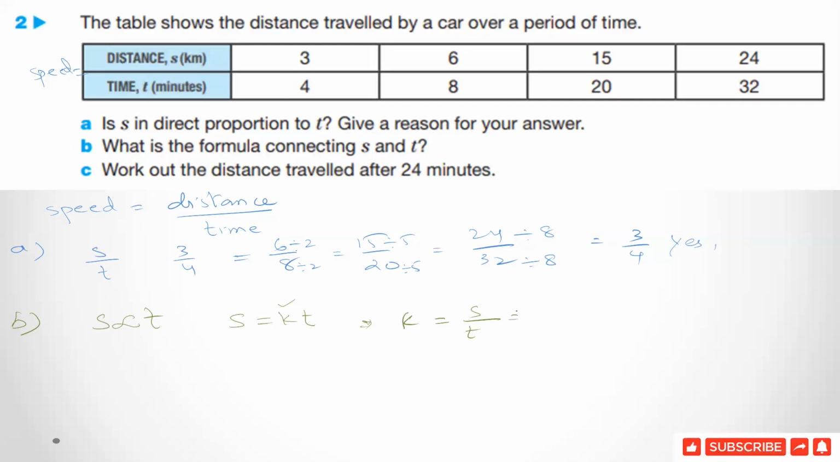So S is 3 and T is 4. So our K is 3 by 4. Same way, we substitute the value found, 3 by 4, in the place of K in S is equal to KT. So instead of K, we write 3 upon 4 times T. This is our connecting formula for S and T. Hope you understand that. Okay.